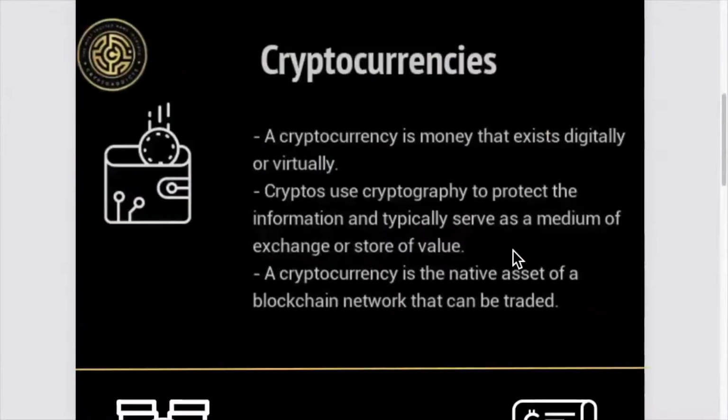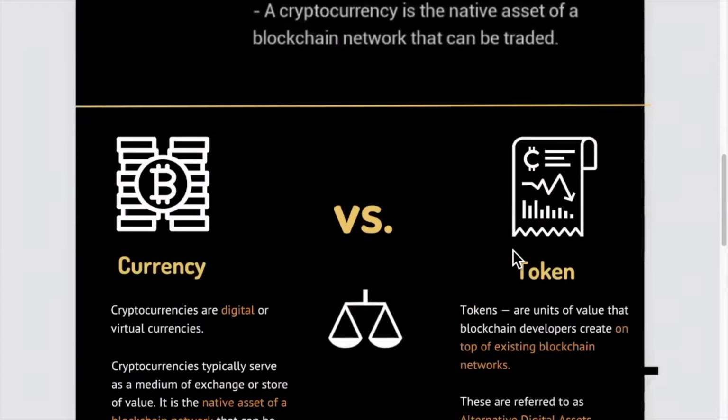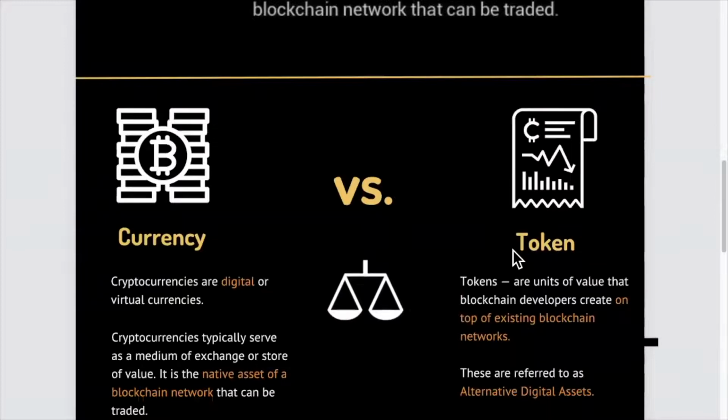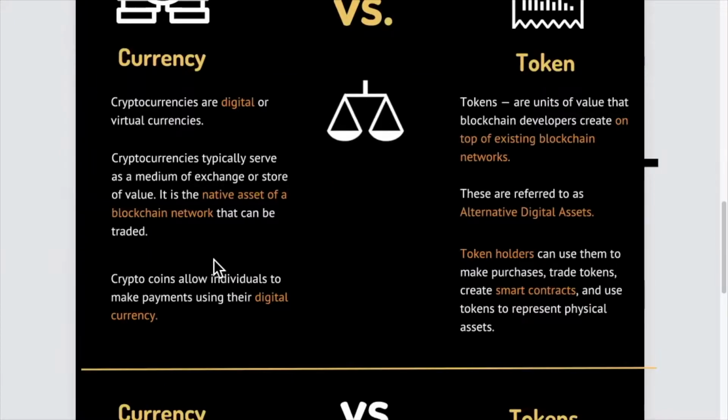So let's recap what we talked about today. There are two main digital assets that exist in the crypto space today. There are currencies, often referred to as coins, and then there are crypto tokens, which are now being more commonly referred to as alternative digital assets. A cryptocurrency is the digital native currency of a blockchain network. A token is a unit of value that blockchain developers create on top of an existing blockchain network. Cryptocurrencies are mostly used to make payments using that digital currency. Token holders can use those tokens in order to make purchases, trade the tokens, create smart contracts, and use those tokens to represent physical assets.